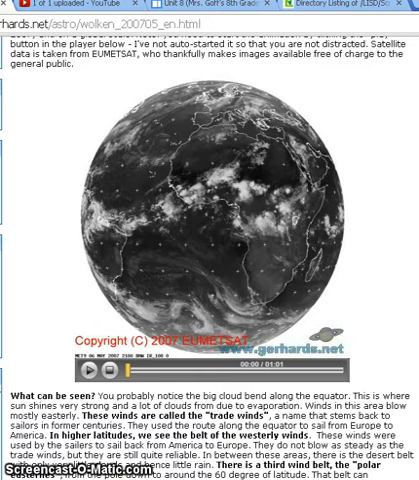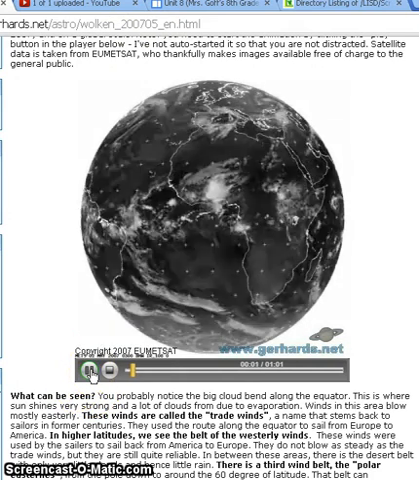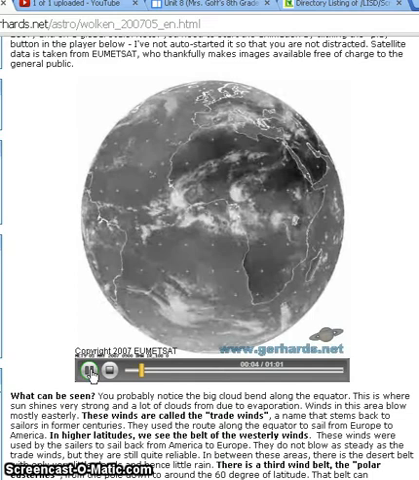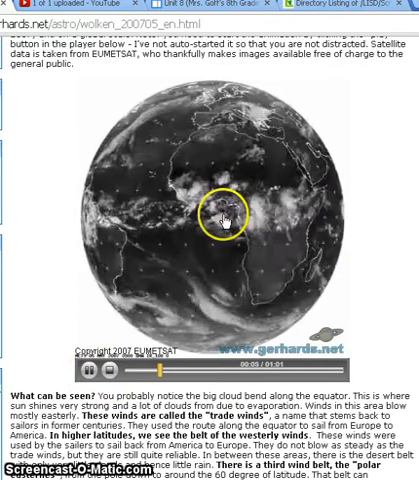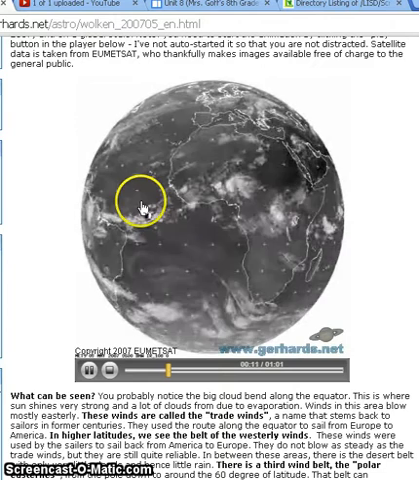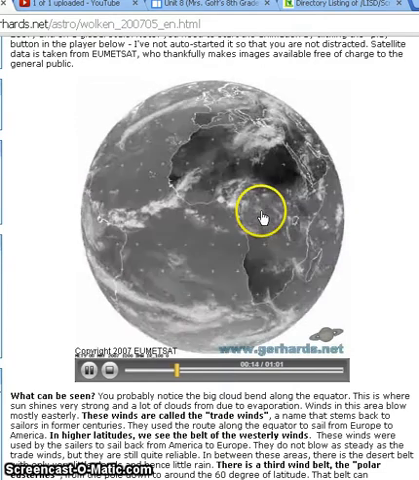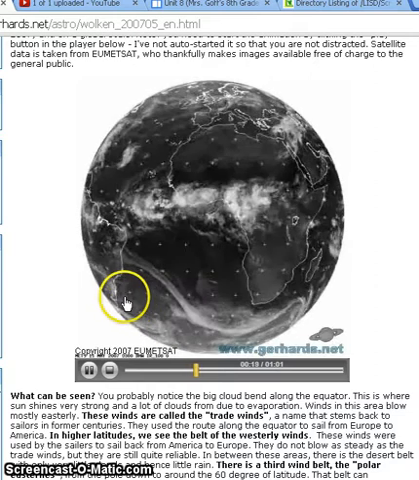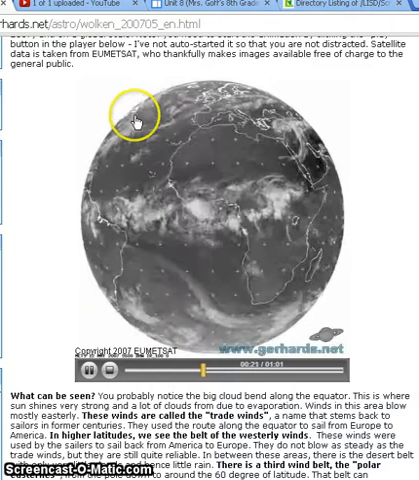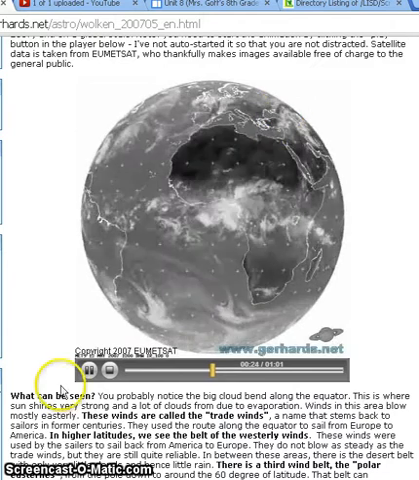This is a simulation basically from 05, the month, 5th month, that's May of 2007. And here we go. So as we play the animation, you'll see that we've got clouds sort of marching along the equator in an east to west fashion. You have another band of clouds down here marching from west to east, and another one up here, west to east. Okay.